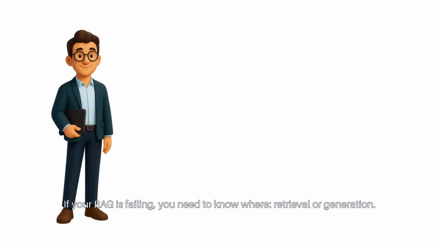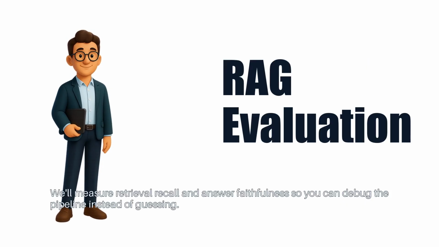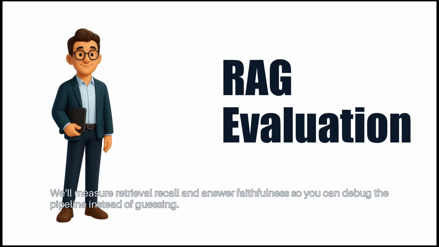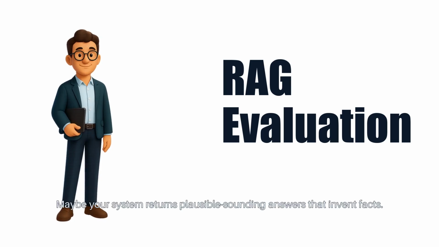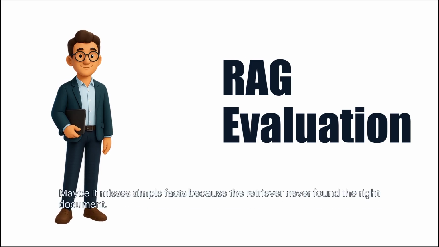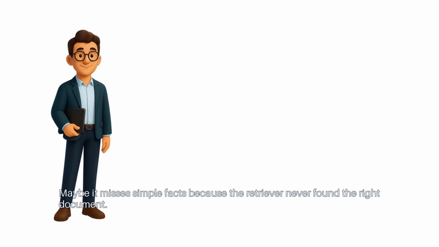If your RAG is failing, you need to know where. Retrieval or generation. We'll measure retrieval recall and answer faithfulness so you can debug the pipeline instead of guessing. Maybe your system returns plausible-sounding answers that invent facts. Maybe it misses simple facts because the retriever never found the right document.